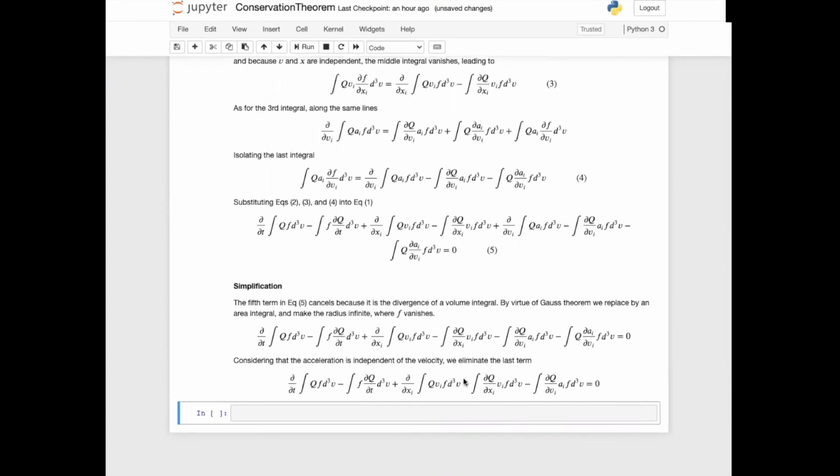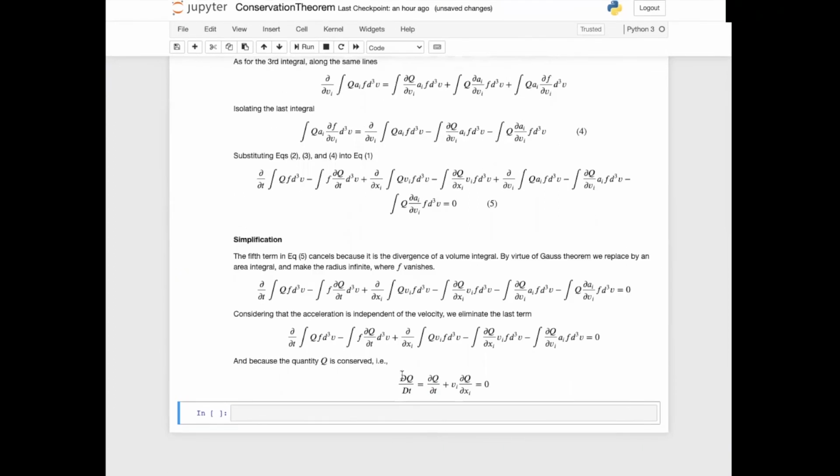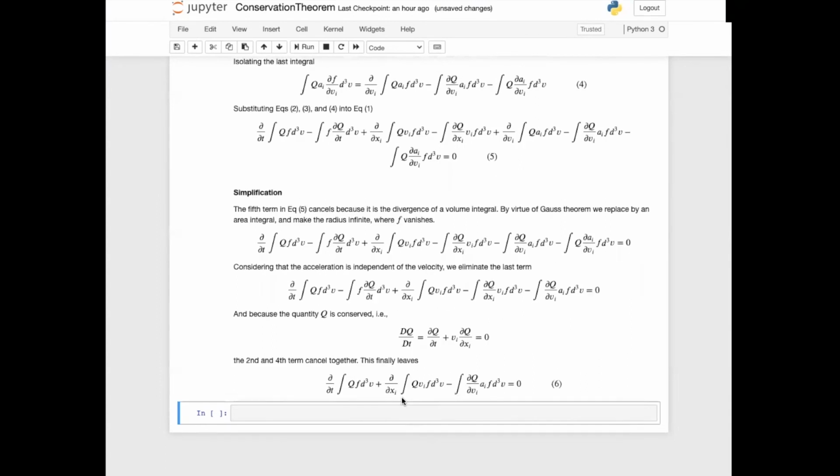Now the second and the fourth term. Because the quantity q is conserved, the total time derivative of q is the partial time derivative plus the advection term, v partial dx, which is exactly the terms that we see here. So these two terms cancel together. This finally leaves only these three terms.